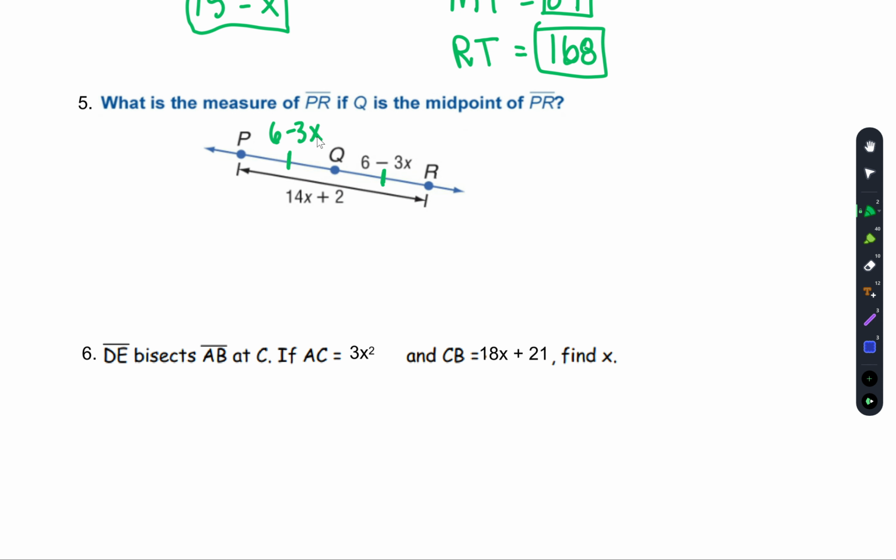Now, do we see what our equation should look like when we set these up? What does it look like? I want to take 2 pieces, add them together to get the whole thing, right? So I can either do 6 minus 3x plus 6 minus 3x equals 14x plus 2, or maybe I want to save myself a little bit of writing. I know that there's 2 equal segments. So 2 of those 6 minus 3x's equals 14x plus 2.